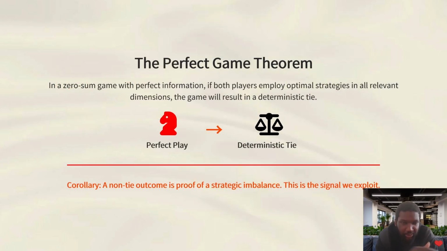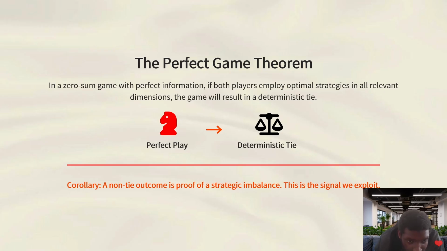Okay, the perfect game theorem. In a zero-sum game with perfect information, if both players employ optimal strategies in every relevant dimension, the game will result in a deterministic tie. That's the truth. That's the truth, guys. This is no joke. A non-tie outcome is proof of strategy imbalance. This is a signal we can exploit.